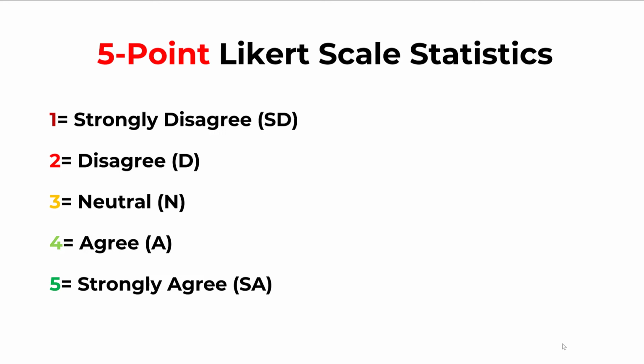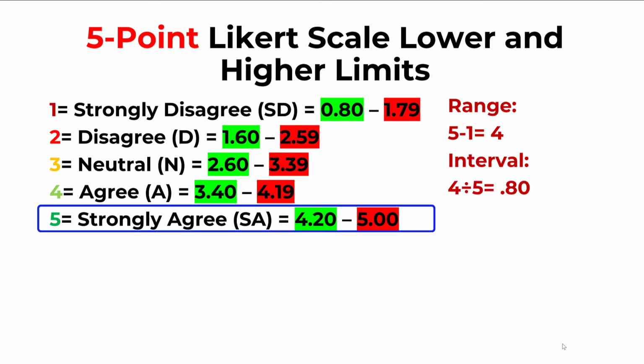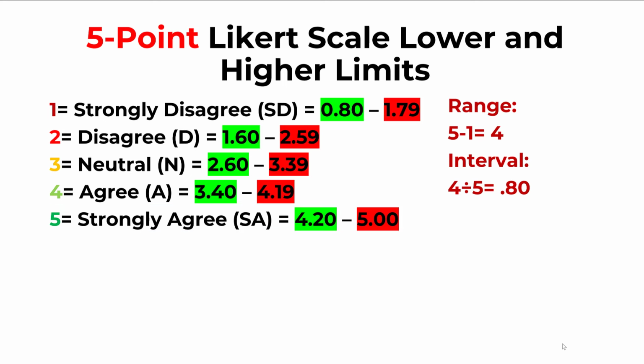So this is a 5-point Likert scale, and these ranges, when transformed into the mean score, are as follows. From 0.80 to 1.79, this corresponds to strongly disagree. From 1.60 to 2.59, this corresponds to disagree. From 2.60 to 3.39, this corresponds to neutral. From 3.40 to 4.19, this corresponds to agree. And finally, from 4.20 to 5, this corresponds to strongly agree as the composite scores of Likert scale items or statements.